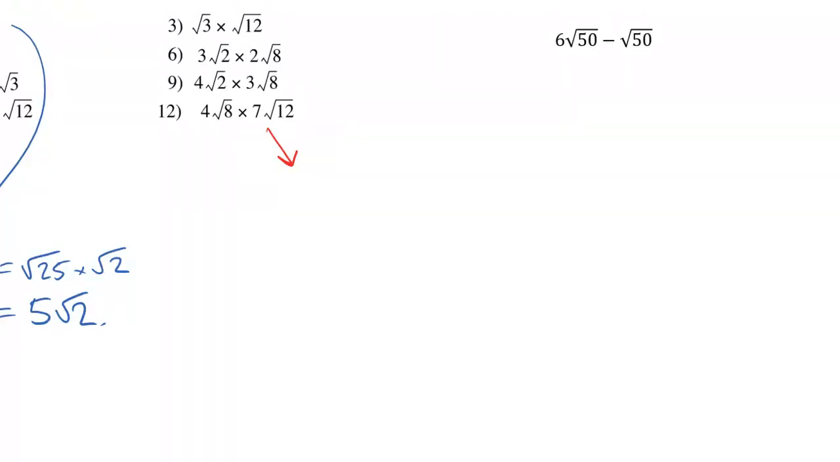So one method of doing this, well, we could certainly bring those whole numbers together. 4 times 7 is going to be 28. And as well as that, I could split the root 8 into some numbers, and I could write that as root 4 root 2. And I could rewrite that root 12 as root 4 root 3. So this is an equivalent expression. It's not very nice, but it looks like that.